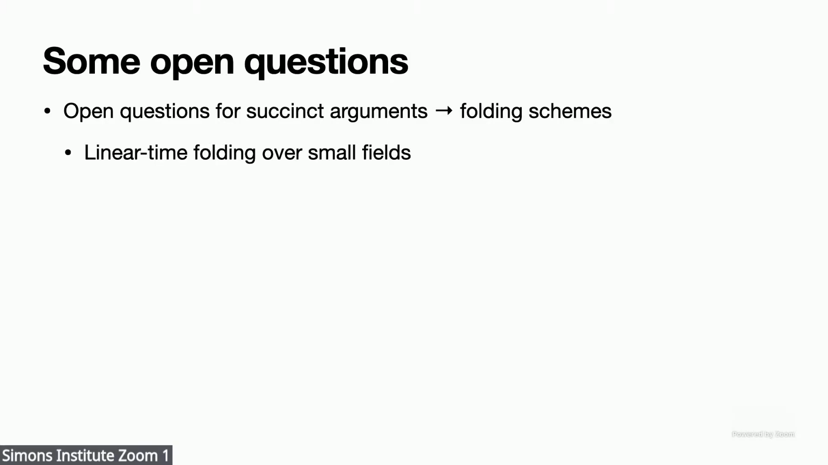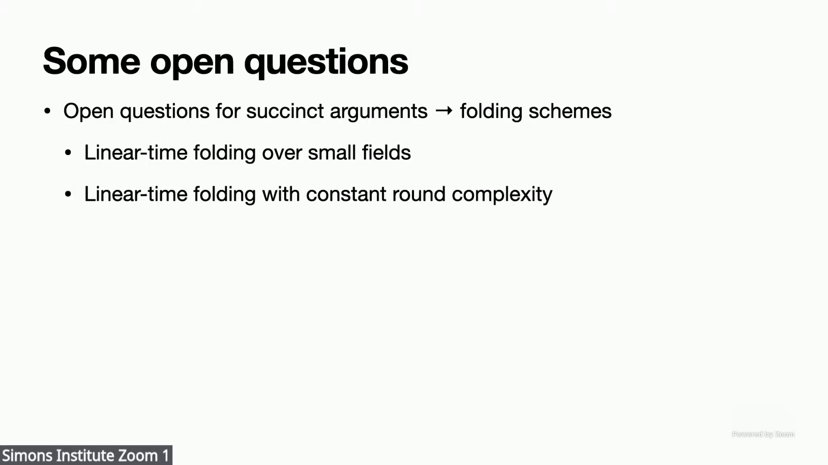Similarly, I have some other nice properties that would be good to have. For example, can we do linear time folding over small fields with negligible error? And when I say linear time, I mean O of n, where O of n times lambda does not count. I really want it to be O of n, maybe plus some additive poly lambda term, with negligible soundness error, of course. We don't know how to do this with succinct arguments. But maybe with folding, it's possible.